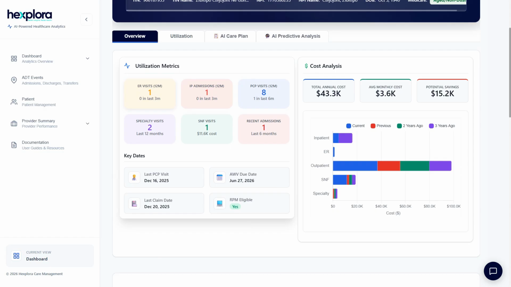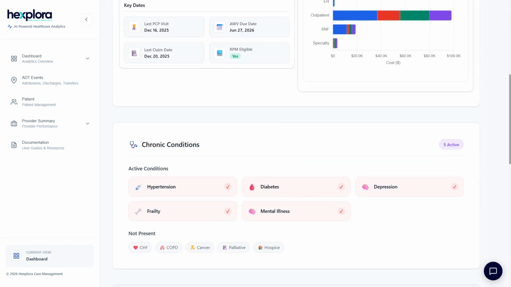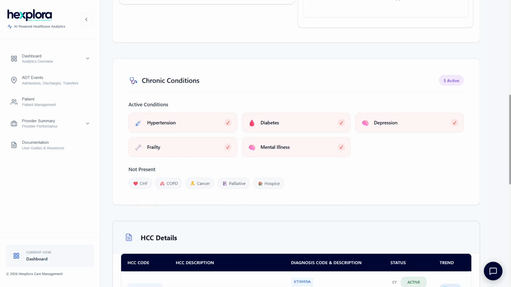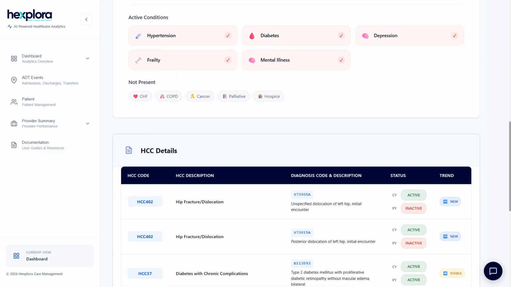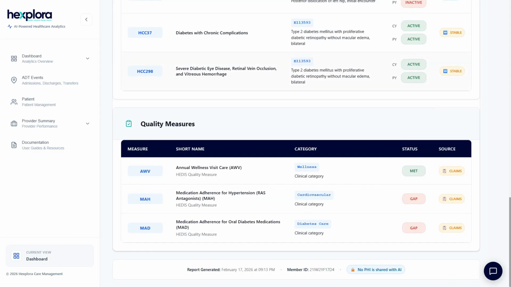The cost analysis section at the right shows financial trends over 4 years. And if scrolled down, the chronic conditions section shows the patient's disease burden at a glance. 5 active conditions. This patient has significant clinical complexity. The HCC details table tracks every hierarchical condition category, the foundation of risk adjustment. The quality measures section tracks HEDIS performance, directly impacting star ratings and reimbursement.